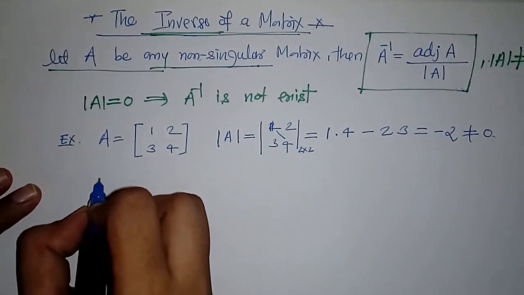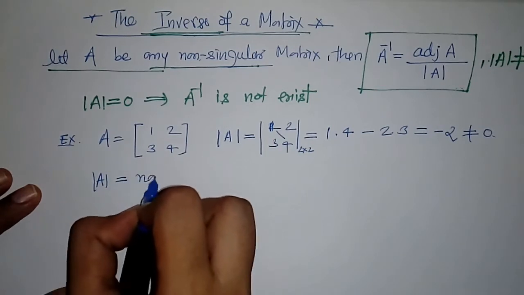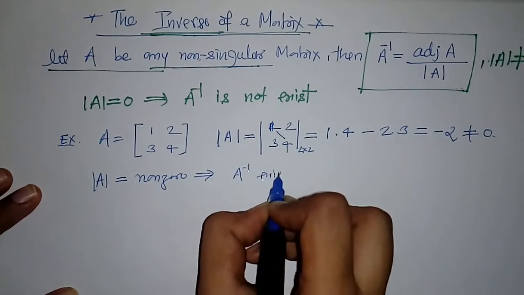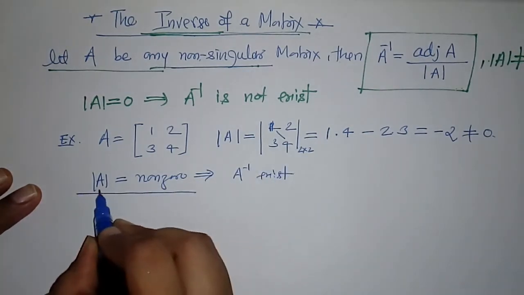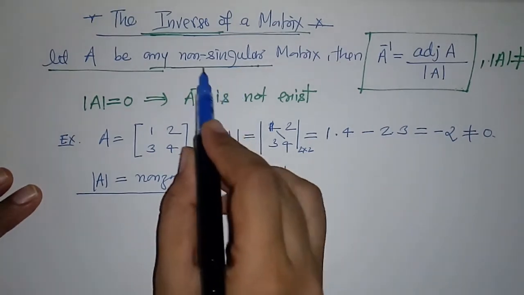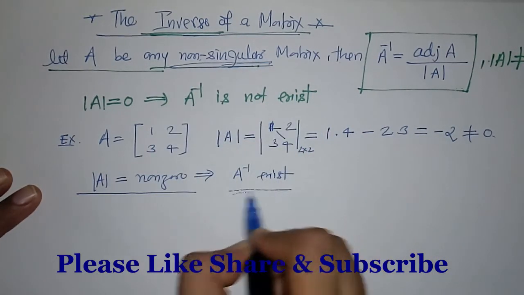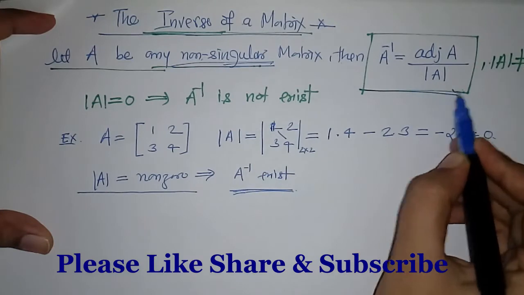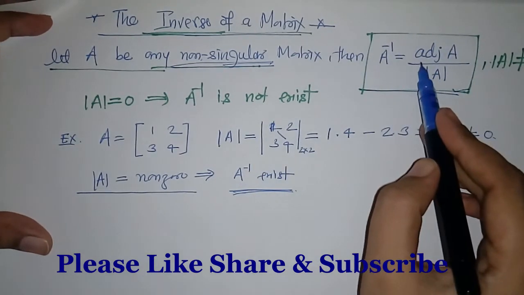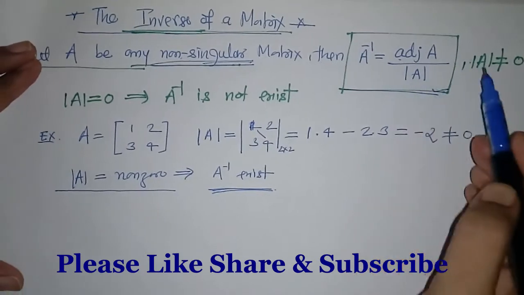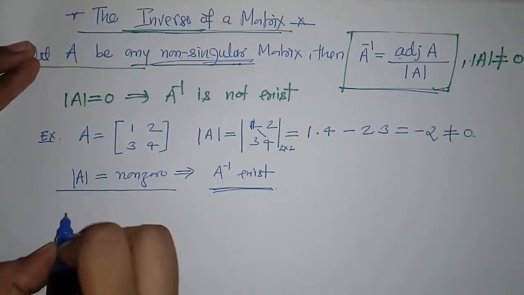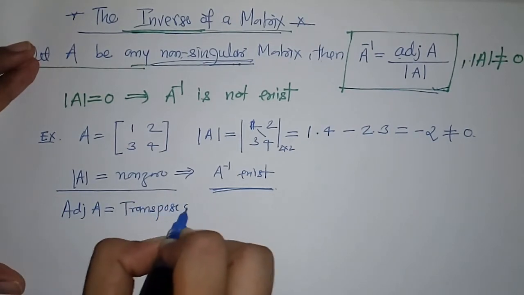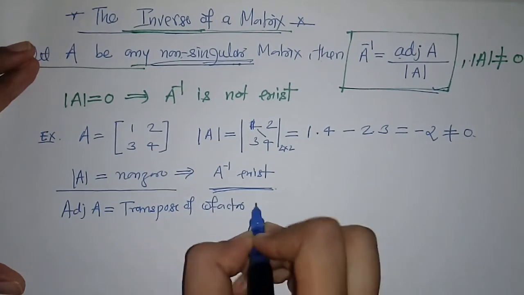That means here the determinant of A is non-zero, right? That means here A inverse exists. Yes, that means the determinant of A is non-zero, so that matrix is non-singular. So its inverse exists. Now we have to find its inverse. How to find the inverse now? By using this formula. So for this we need the adjoint of that matrix A, right? So how to find the adjoint of this now? We know the adjoint of this matrix is the transpose of the cofactor matrix, right?